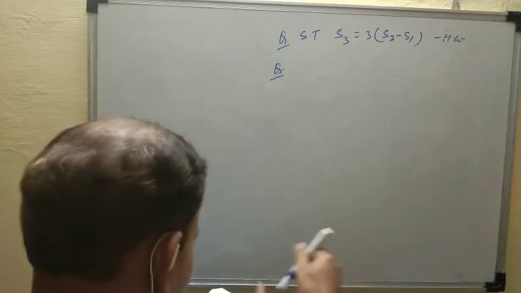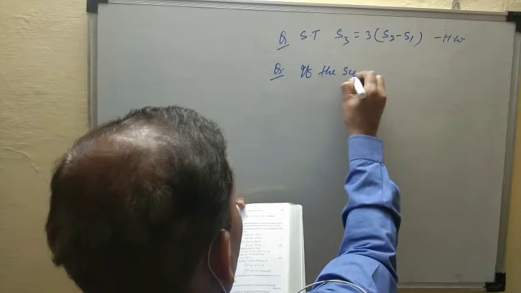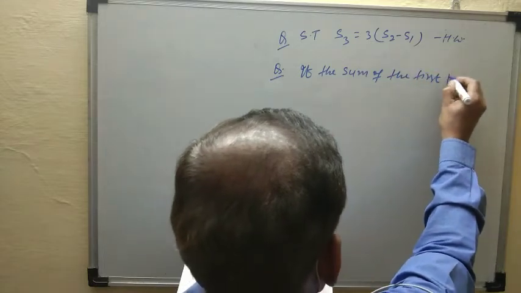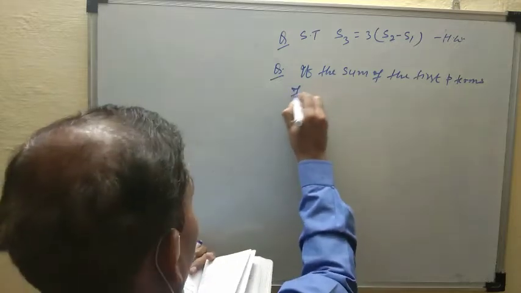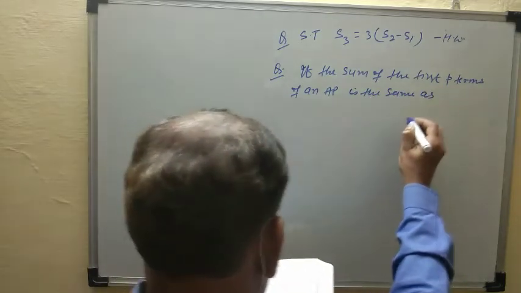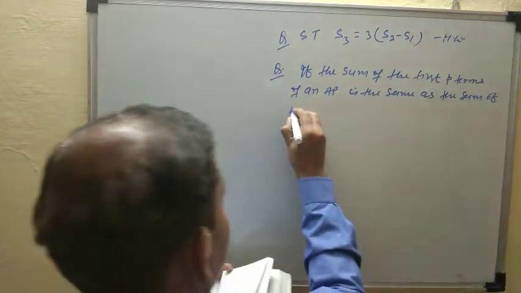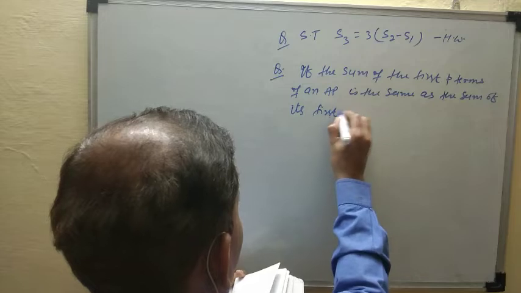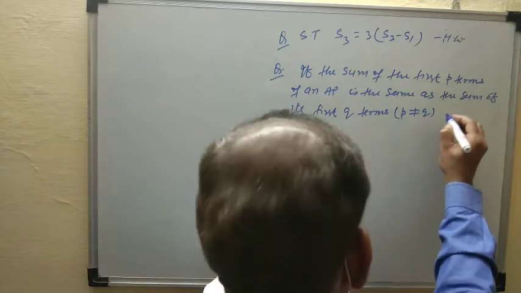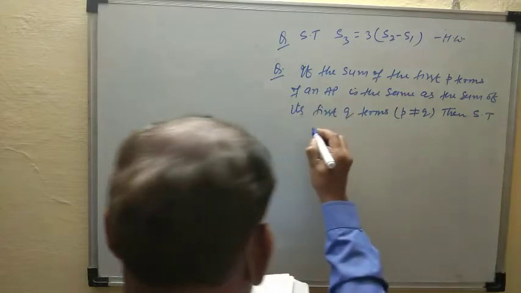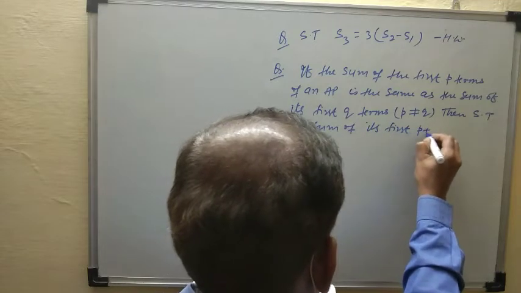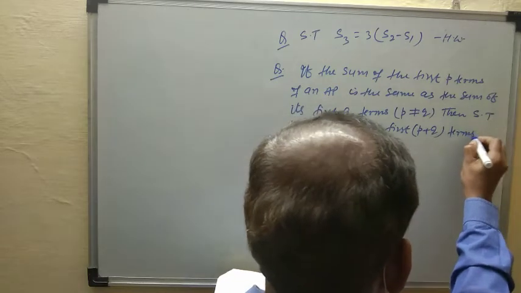If the sum of the first p terms of an AP is the same as the sum of its first q terms, where p is not equal to q, then show that the sum of its first p plus q terms is 0.